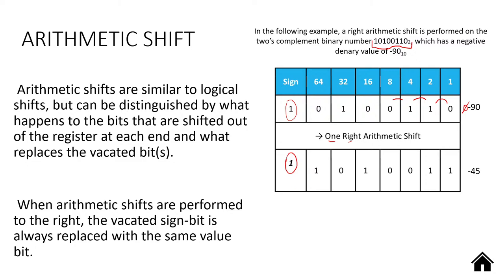And the reason we want to do this is because we want to preserve the sign bit. If we did a logical shift and replaced this with zero, what's going to happen? It's going to change the number from a negative number to a positive number. That is a massive no-no. So we want to use arithmetic shifts, especially on negative 2's complement numbers. That's why, again, arithmetic shifts are used over logical shifts normally.